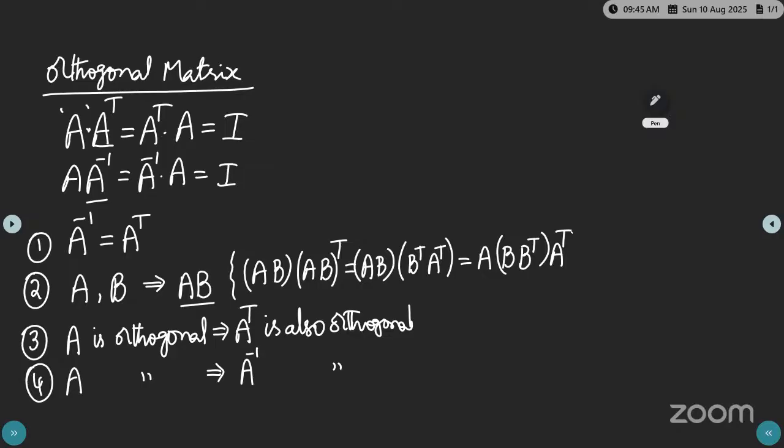So here B into B transpose, we are saying B is orthogonal. B into B transpose is identity matrix. So what we can say? A into identity matrix into A transpose. So you may combine these two now. A into I. What is A into I? A.